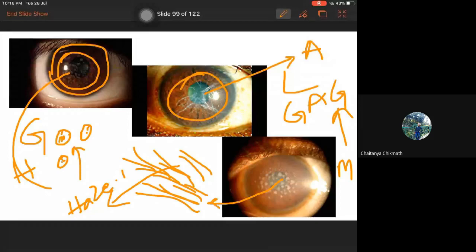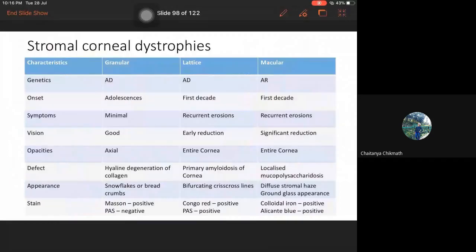Okay, look here. Vision in a granular dystrophy will be very good, and here it's poor. Similarly, only the central part of the cornea is involved in granular, whereas in the lattice and the macular dystrophy, the whole cornea is involved.